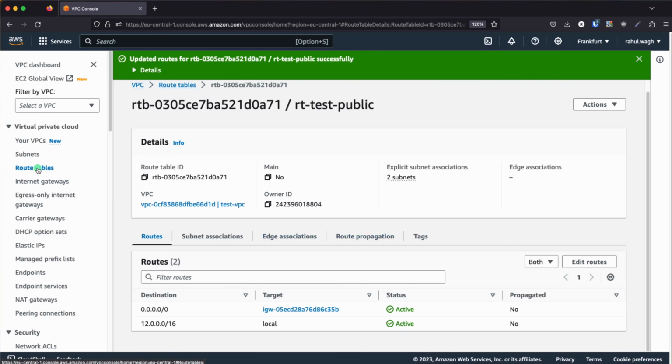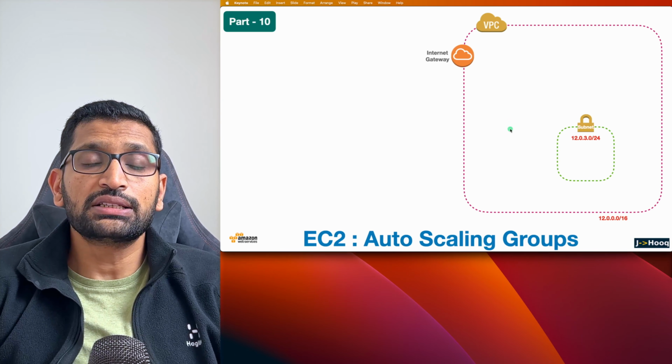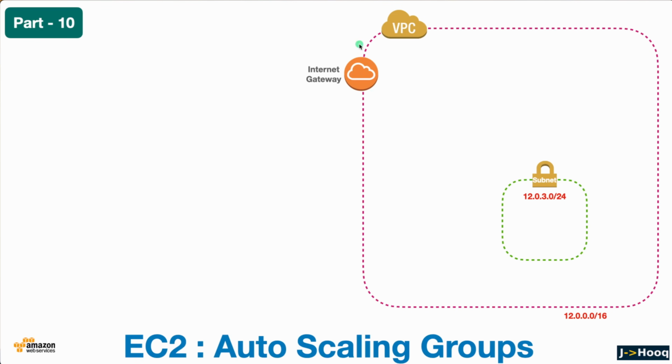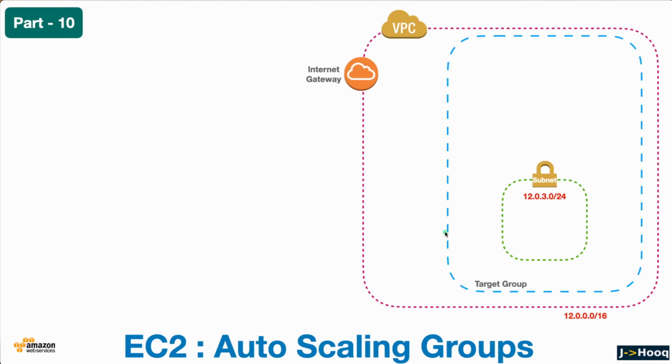Alright, so now we have created the route tables also. Let's take a look at the diagram once again. So we have created these many resources so far. The next resource which we need to create is the target group.